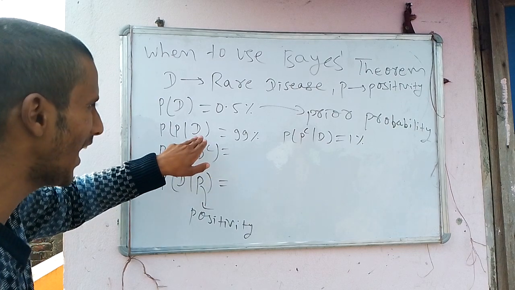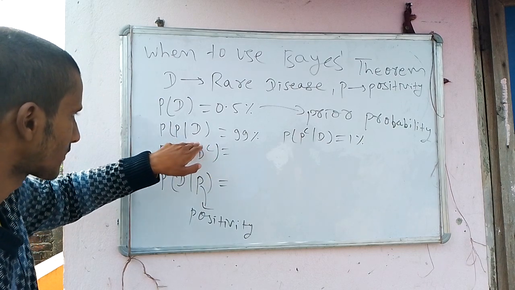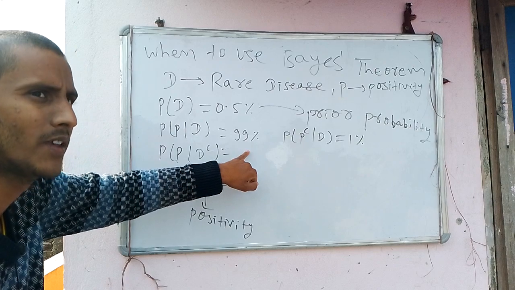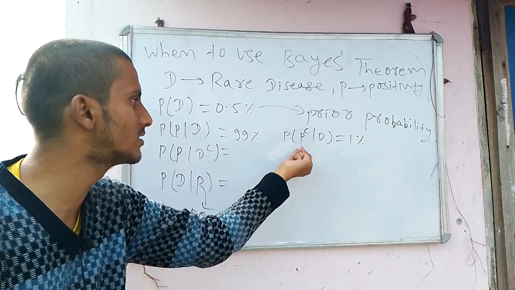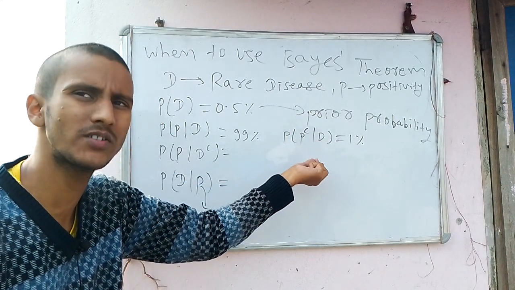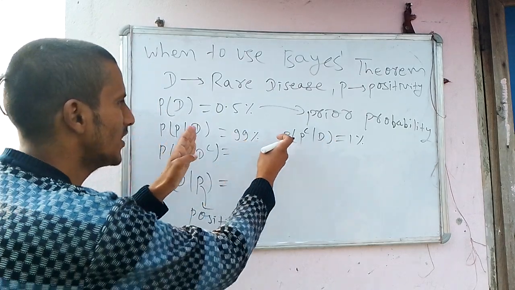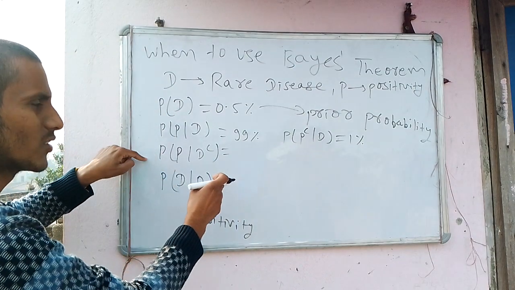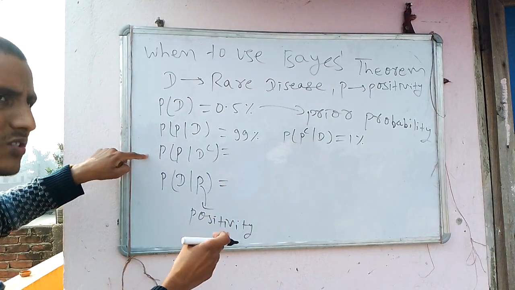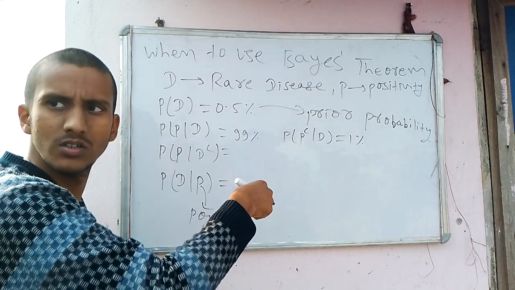Among the people who have the disease, 99% turn out to be positive. It means 1% of people didn't turn out positive among the people who have the disease. So from this you get this, but you don't get the answer to the other one. For getting the answer to that, you have to do more research. Does that make sense?